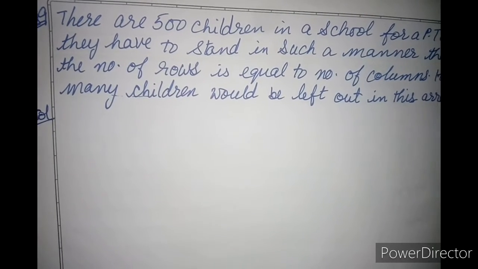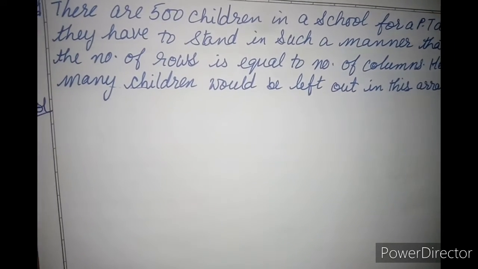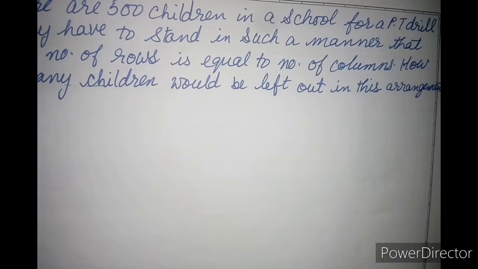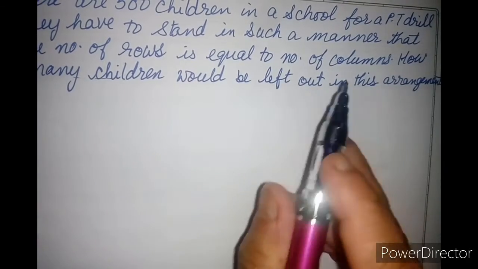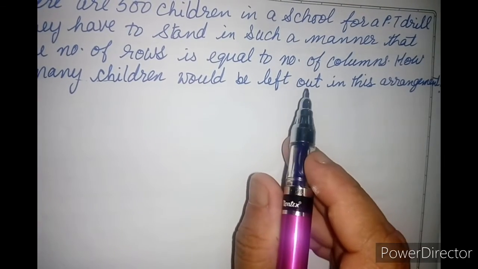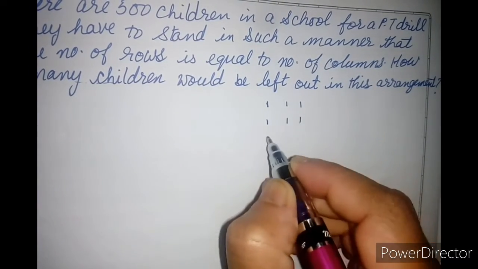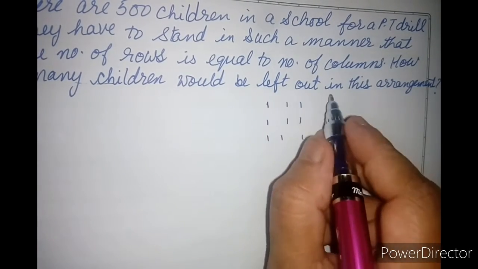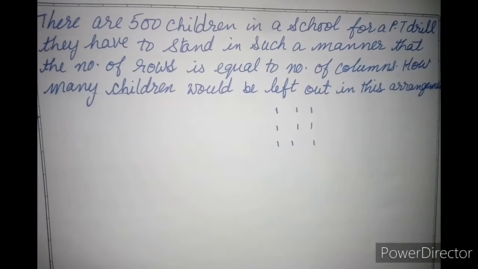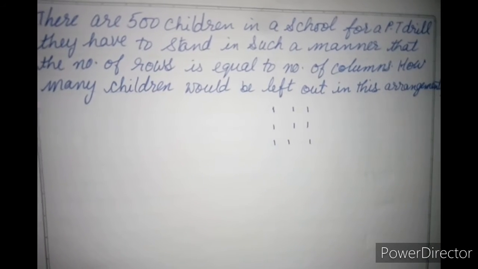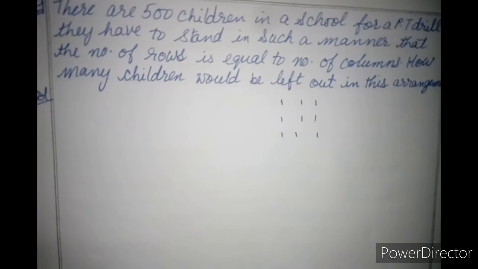There are 500 children in a school for a PT drill. They have to stand in such a manner that the number of rows is equal to the number of columns. How many children would be left out in this arrangement? Here we have to discard, that is subtract, the number of extra students. We want the number of rows and columns to be equal. It forms a square, meaning the sides, rows and columns should be equal. But we want to know how many students are extra. So like question number 4, the remainder is the extra part and we will subtract.